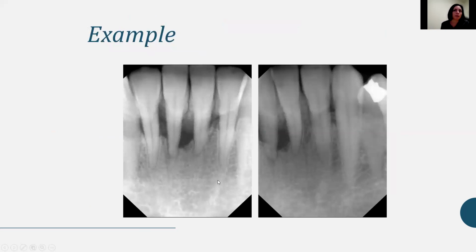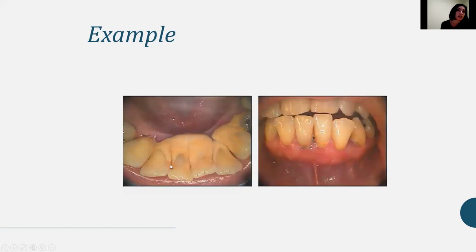So here's a couple examples of some significant bone loss. I mean, this is coming right down to just the apices there. And you see just a ton of debris in between these areas. Here's obviously where the bone loss has stopped, but then all this stuff in between, what does that look like? Well, in real life, this is what it looks like.